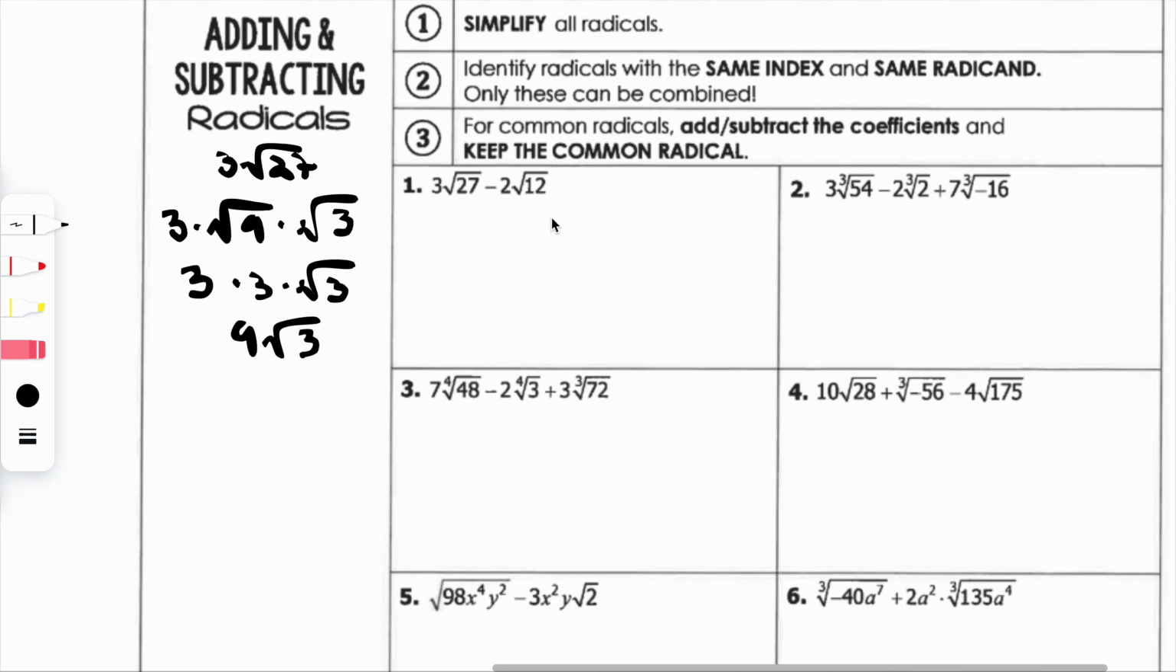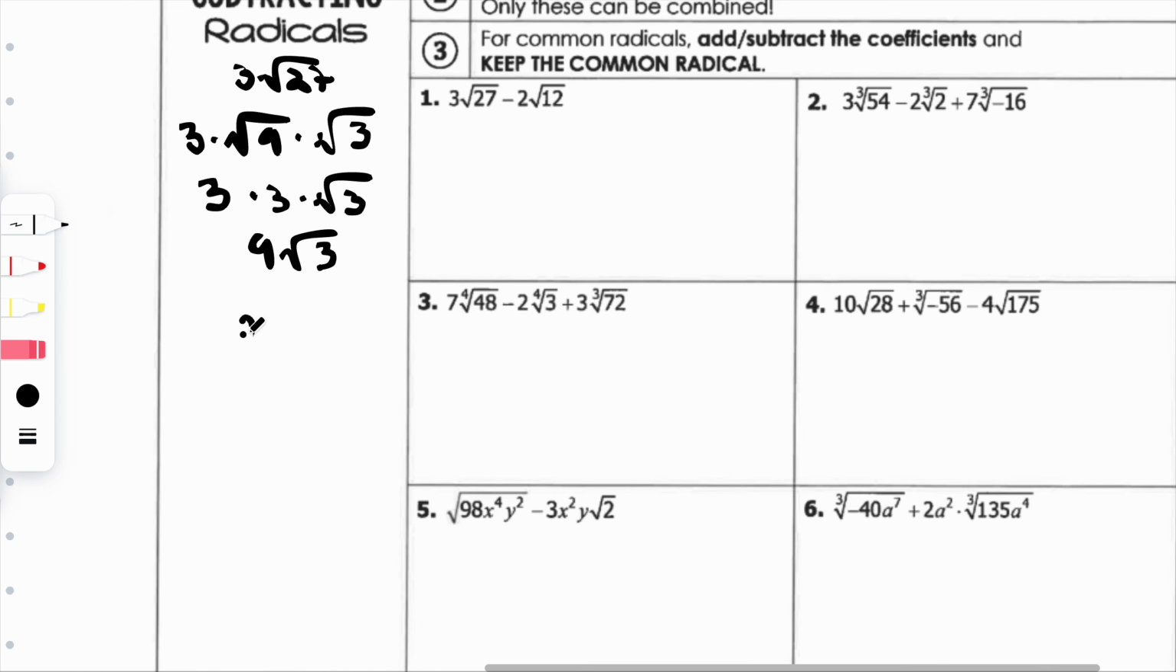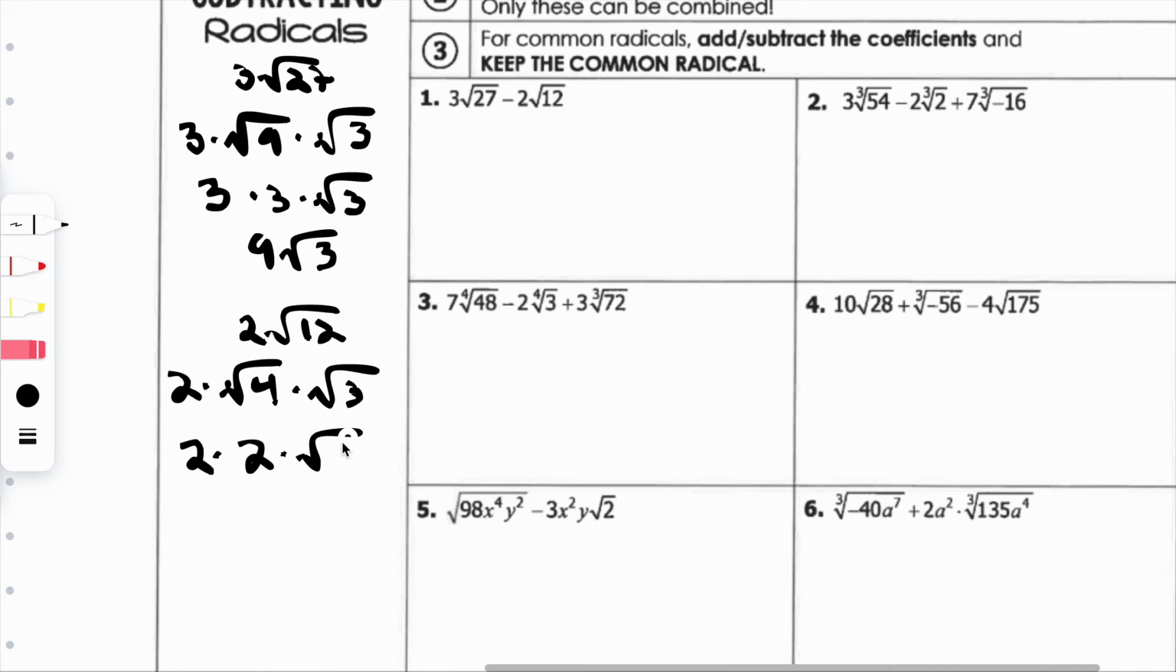So that gives us 9 root 3. Now for 2 root 12, we have 2, and then what are the perfect square factors of 12? Well, we have 4, and 4 is a factor of 12. So we say times root 4, and then we need to multiply by root 3 because 4 times 3 is 12. The square root of 4 is just 2, and then we multiply by root 3. So this gives us 4 root 3. So I can rewrite this expression as 9 root 3 minus 4 root 3.